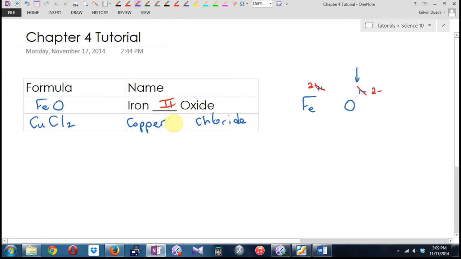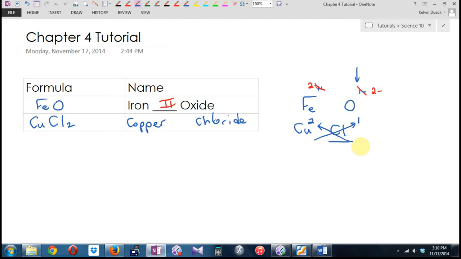Roman numerals. Which one? I uncrisscross. So if I uncrisscross, I guess a 2 must have been there, and a 1 must have been there. And here's how I figure it out. Can chlorine have a charge of 1? Go find it. Sage is nodding, yeah. But what is that negative? It's not just a negative. What number's always sitting there invisible? Okay, so can it have a charge of 1? So what must the charge on copper have been?